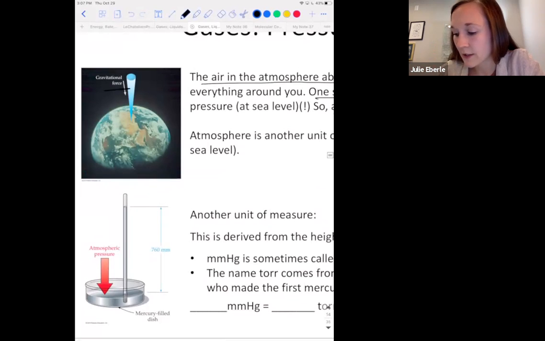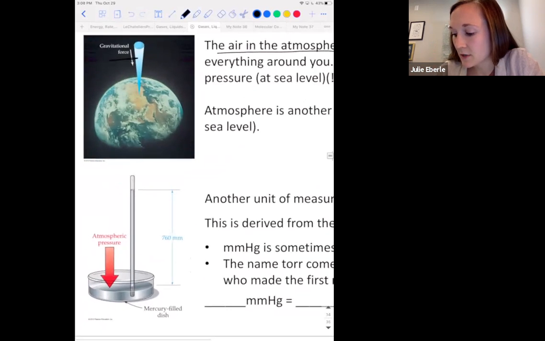is from this little instrument over here. It's called a barometer. I don't know if you've ever heard of it before. So you've got this Petri dish. Anybody use Petri dishes in your high school biology class?